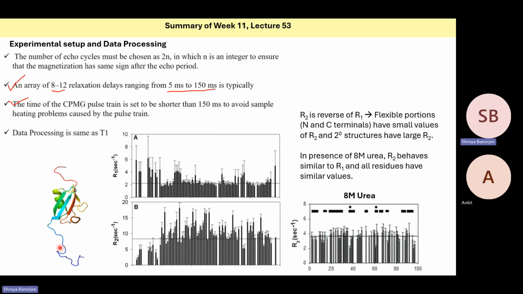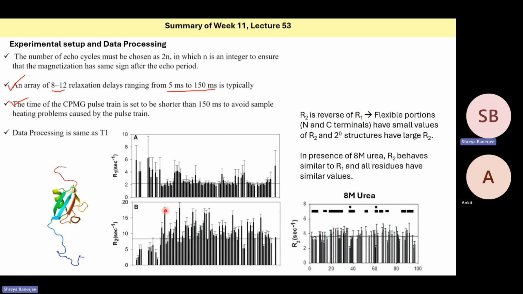That means for flexible regions, you have small values of R2. You can see that for the N and C terminal, R2 is short. And wherever there is secondary structure formation, R2 values are high. So R2 is the reverse of R1.